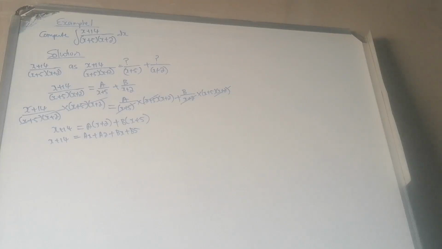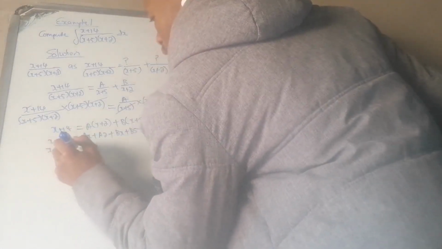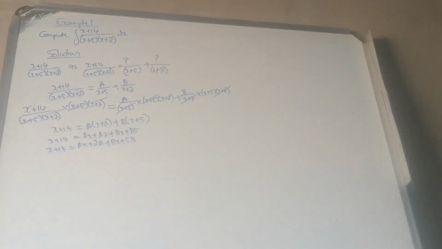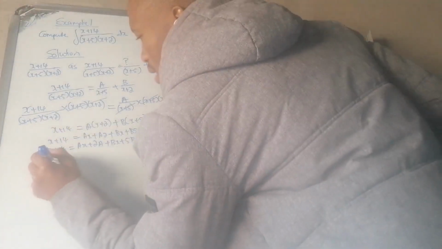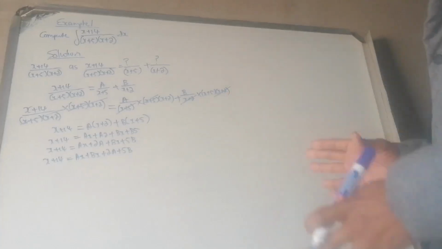Now, what are those systems of equations? Because I have my x plus 14 equals Ax plus 2A plus Bx plus 5B. And then how do I solve this? Now, let me just write this as x plus 14, Ax plus 2A, Bx plus 5B. This is exactly what I have. So, how do I solve for this? This is very, very important. Now, I want to take your attention to something. I want to rewrite this. x plus 14 equals Ax plus Bx plus 2A plus 5B. Just trying to group something that looks like the like terms.